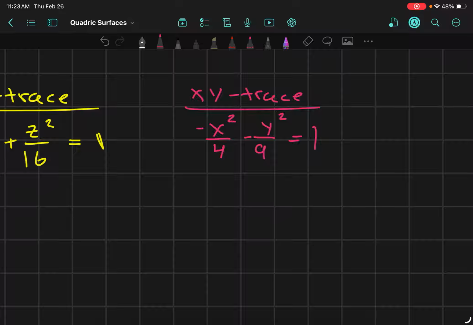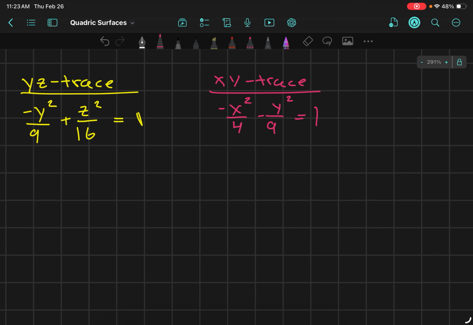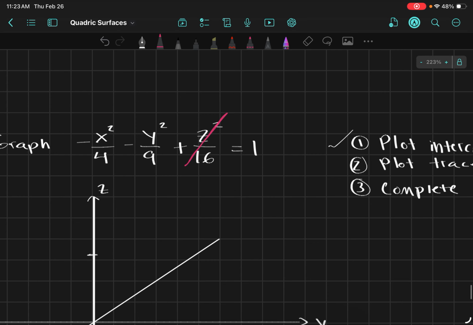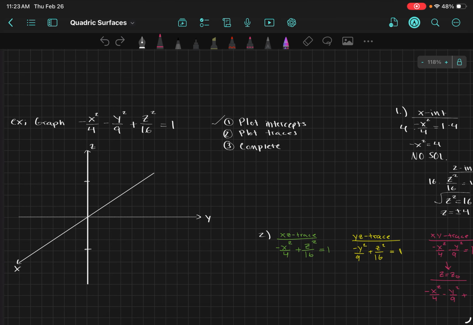Let's just do a z equals z naught trace. Why? Well, there's no positives in there, first of all, and I'm not very comfortable with that. So we have negative x squared over 4 minus y squared over 9 plus z naught squared over 16 is equal to 1.